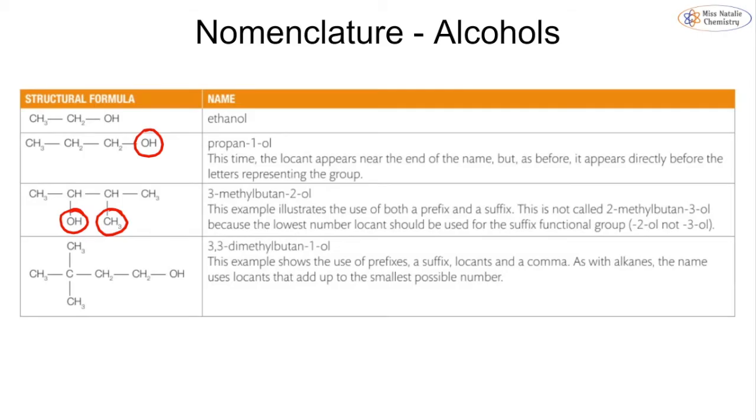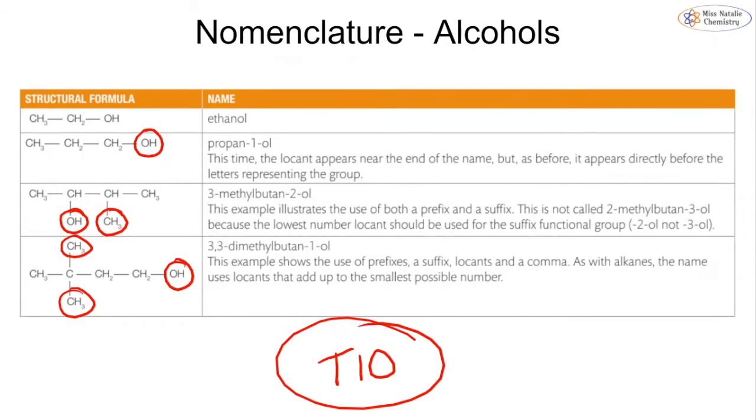On carbon number 2 is my OH group, and on carbon number 3 is my methyl group. Or 3,3-dimethyl butan 1-ol, so a 4-carbon chain for the butanol. The OH group is on carbon number 1, and I have 2 methyl groups on carbon number 3. Again, we will discuss these in topic 10.